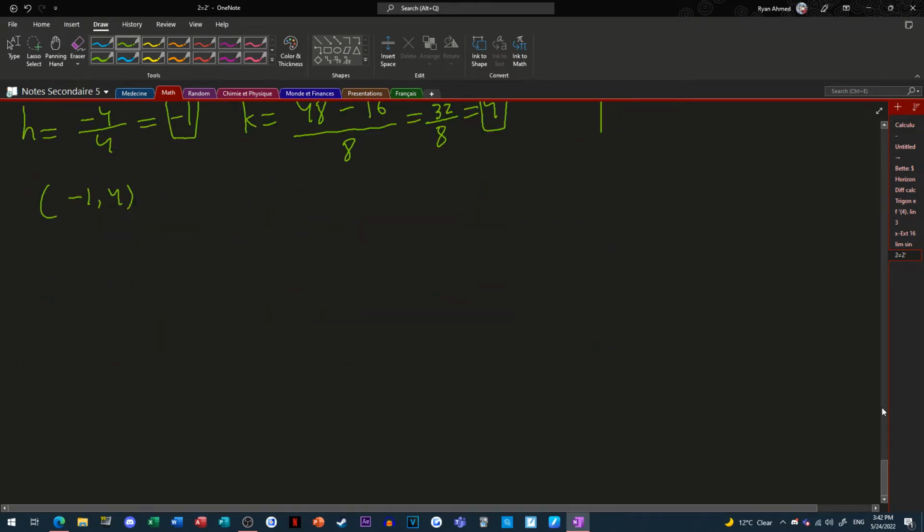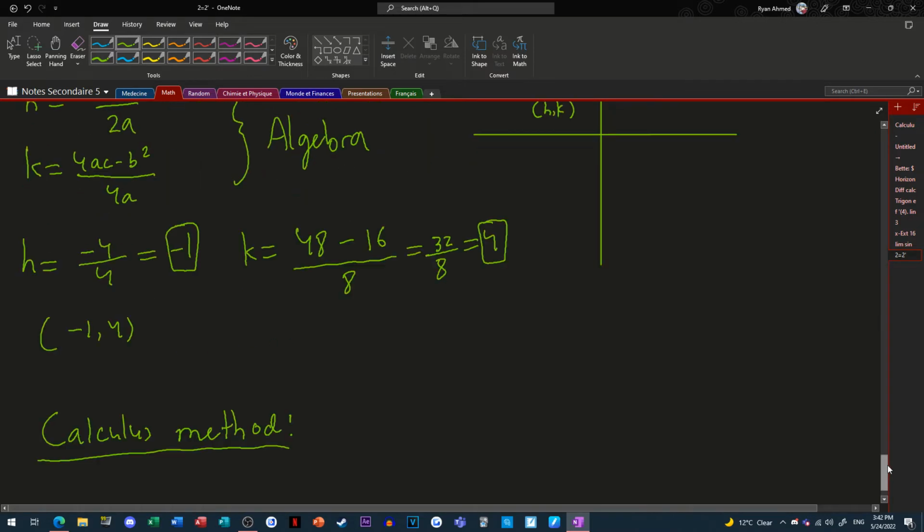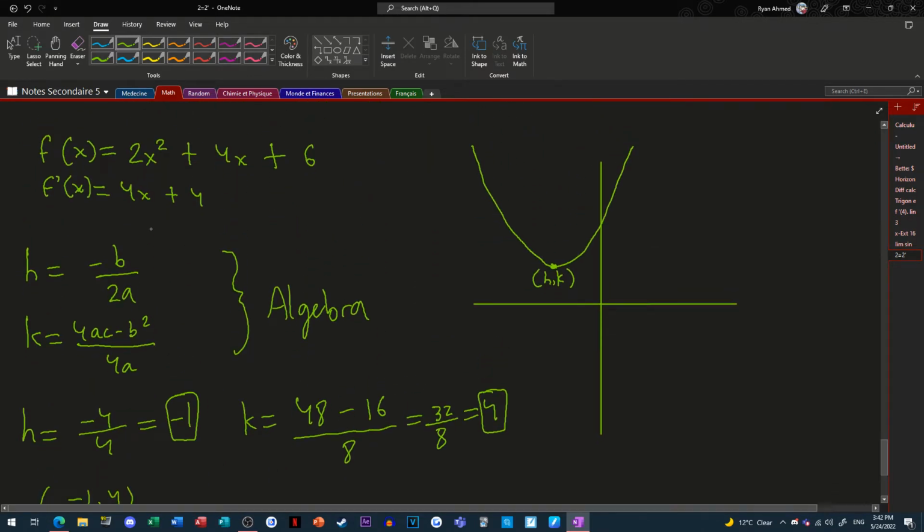Now, here's the second way to find it, by using calculus. This is the calculus method. Usually when you use the derivative function, you want to know the slope of the tangent line at any specific x value. Like for example, at x is equal to 2, you want to know what's the value of the slope of this tangent line over here, right?